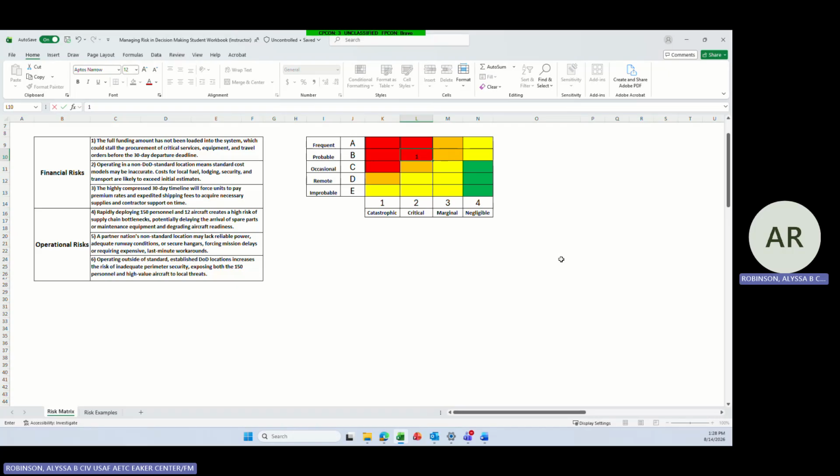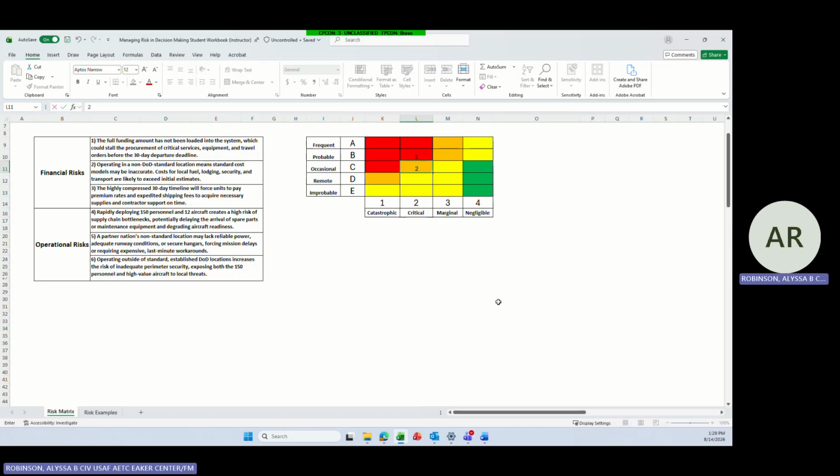Second, I have operating in a non-DoD standard location, and that means most standard cost models may be inaccurate. Costs for local fueling, lodging, security, and transport are likely to exceed initial estimates. So I put this as occasional and critical.